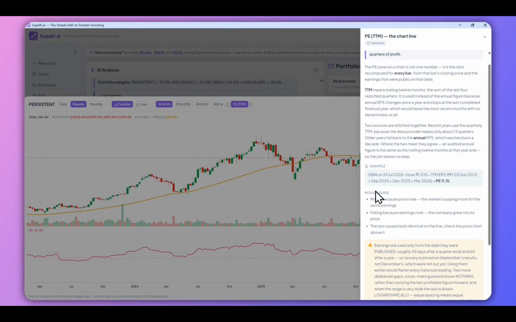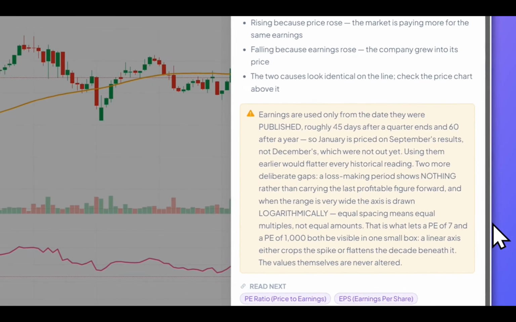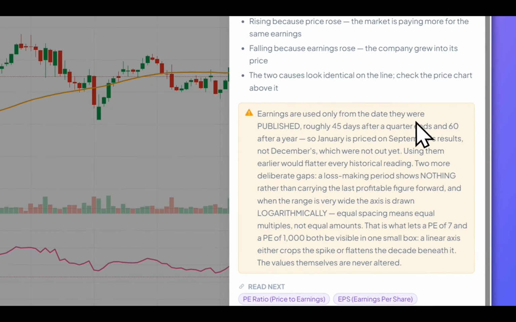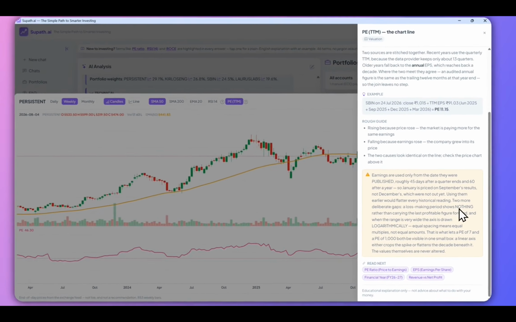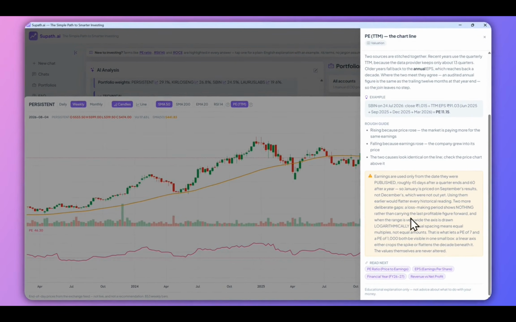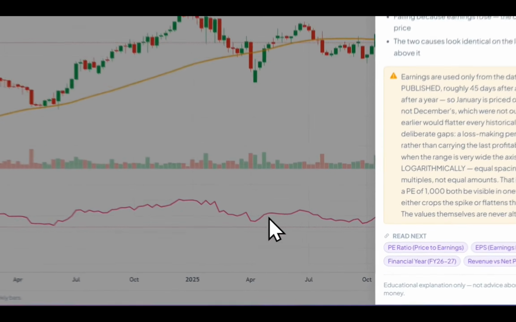And there is a caution that matters more than it looks. Earnings are used only from the date they were published, roughly 45 days after a quarter ends. So January is priced on September's results, not on numbers nobody had yet. Get that wrong, and every historical PE on the chart is quietly optimistic. That is the level of care behind every number in this product.